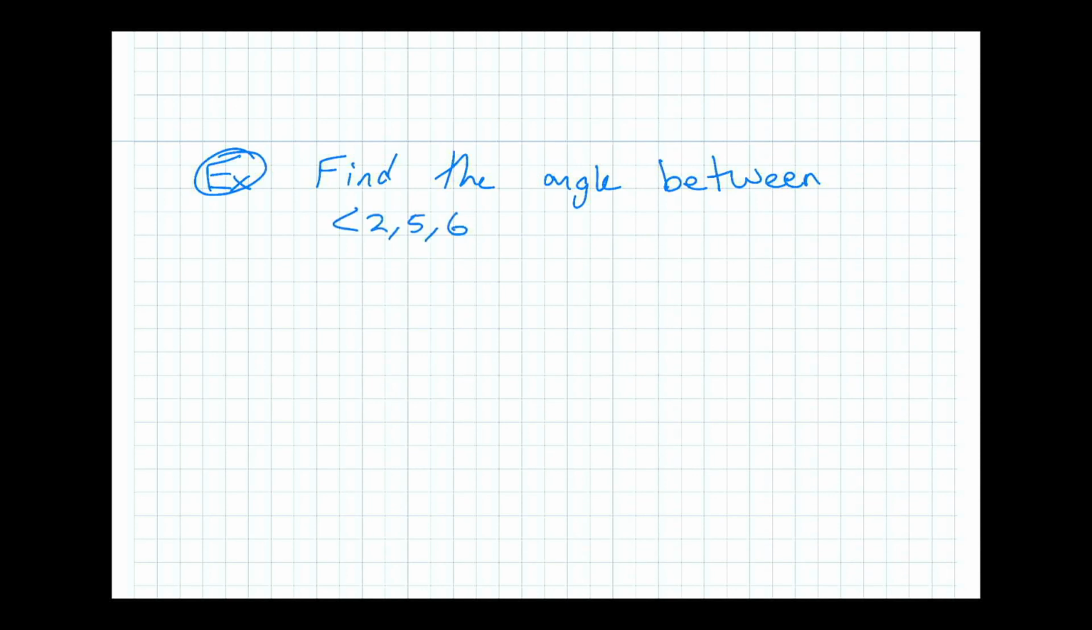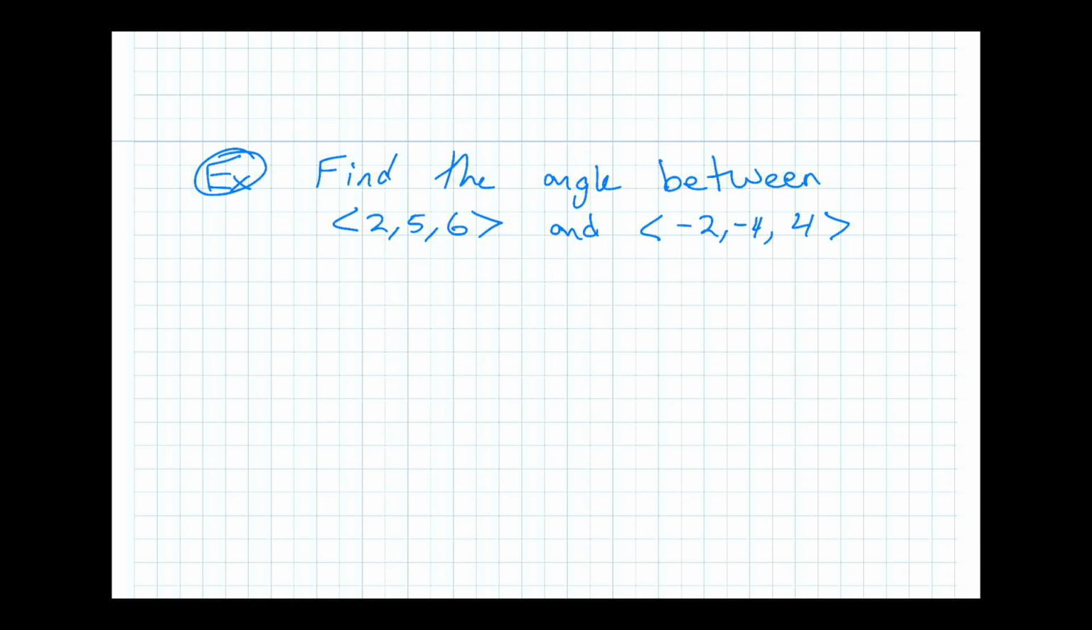All right, so let's calculate the angle between vectors now. Example: find the angle between two vectors here. What are they? 2, 5, 6, and also -2, -4, 4. We're going to find the angle between those two vectors.